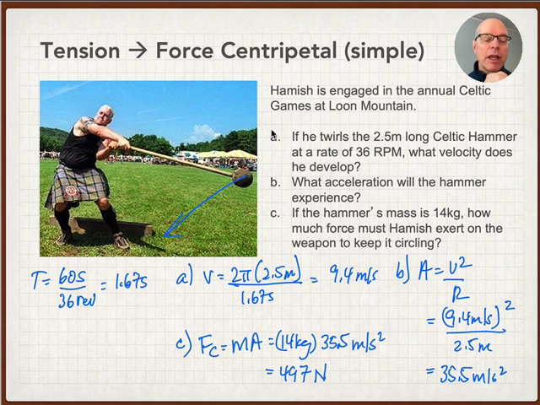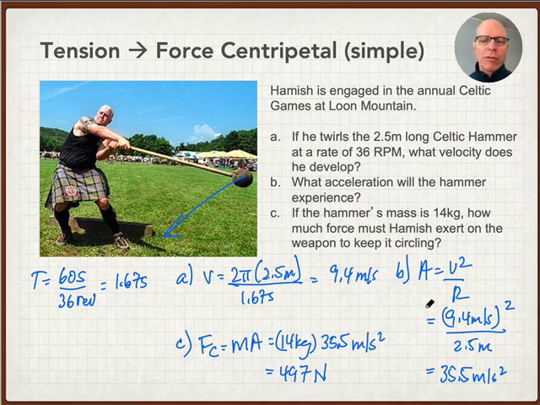Okay, so what we've done now is to take the information that they gave us. The first place we jumped on here was 36 RPM. And 36 RPM is a frequency. We came down and converted that into a period by taking 1 minute and dividing it by 36 revs, and we came up with 1 2/3 seconds for the period. Went to work, got v = 2πr/T, got 9.4 meters per second as the velocity of the hammer.